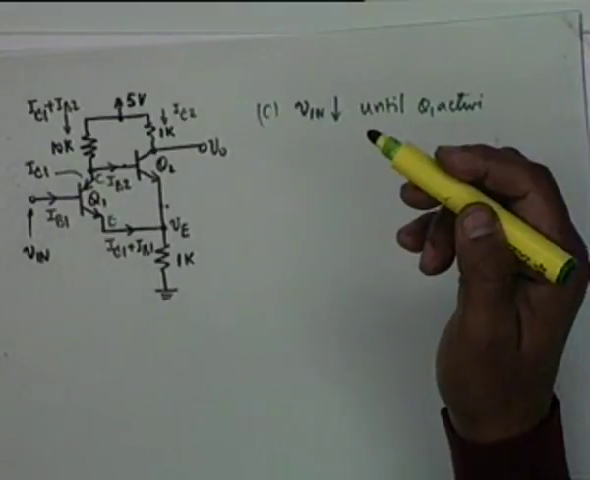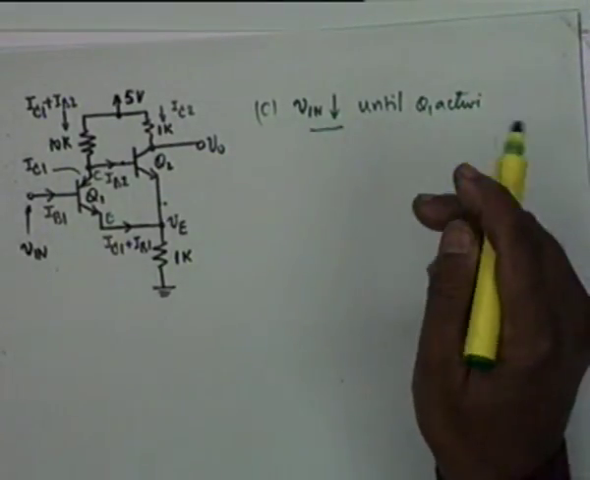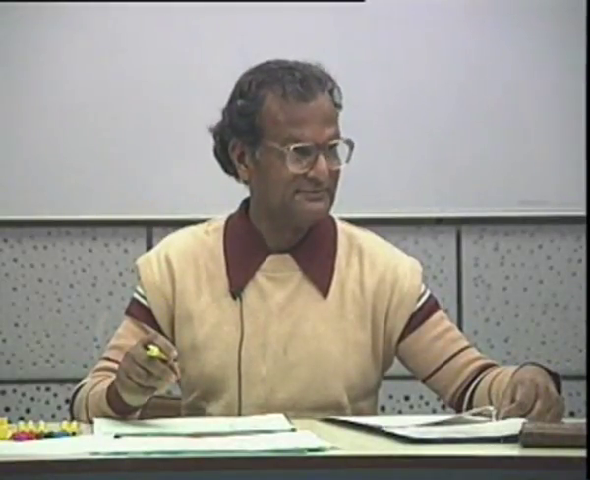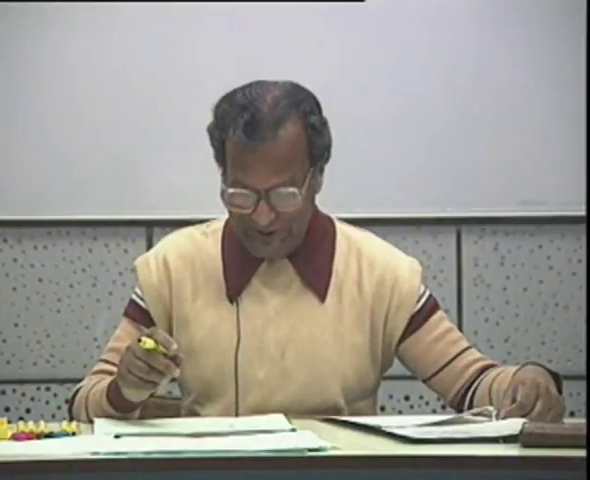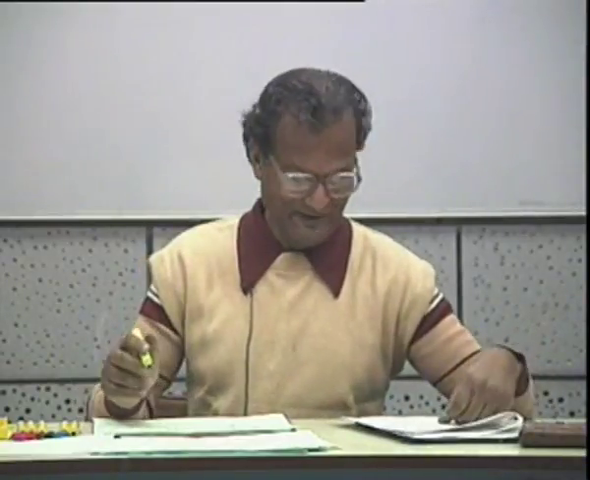You are required to find out what this V in is. V in is to be reduced to what value such that this happens, that both are in the active region? They will not remain so, as you will see. We will see this.